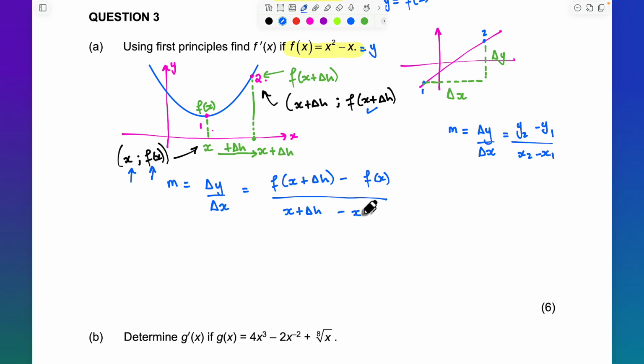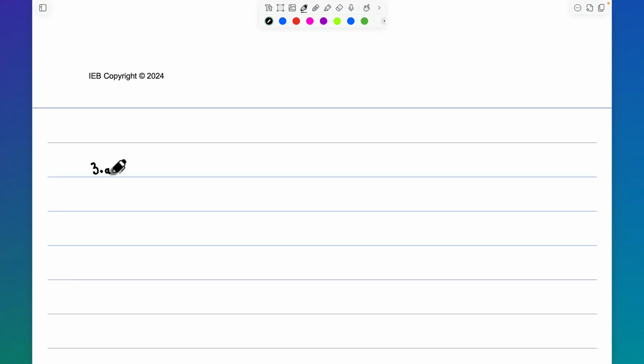Basically, everything I've just said is an explanation of what first principles is. If you're going to take anything from this video, just know that in order to use first principles, just use this formula and then you're good to go. As long as you apply this formula correctly, then you're fine. So now let's talk about how to apply it in this case. We're running out of space over here, so I'm going to go all the way down to the bottom, and let's just say 3.a.